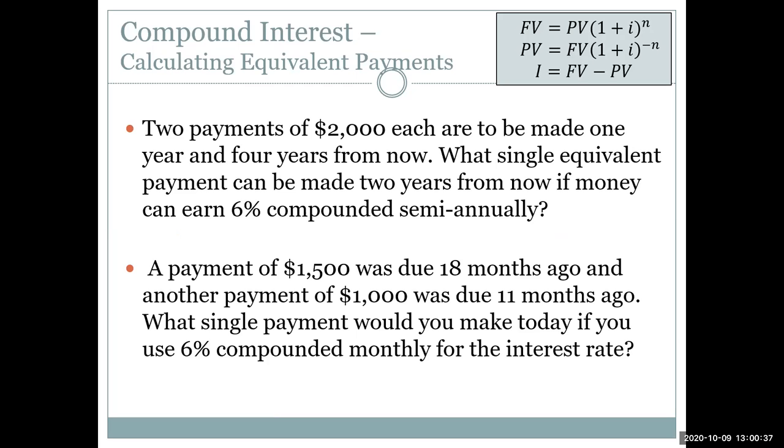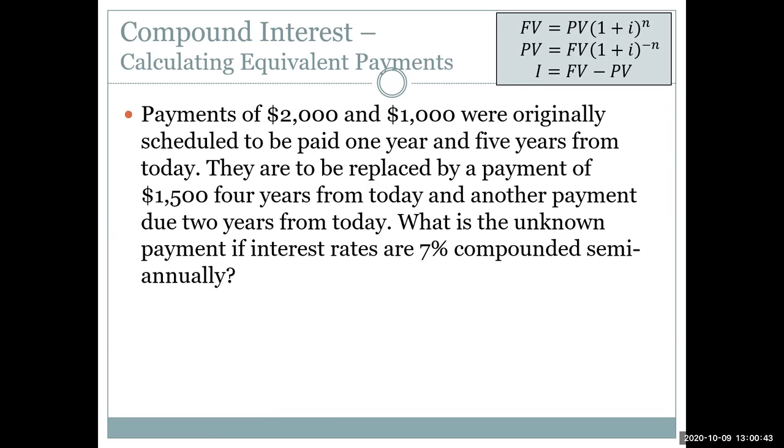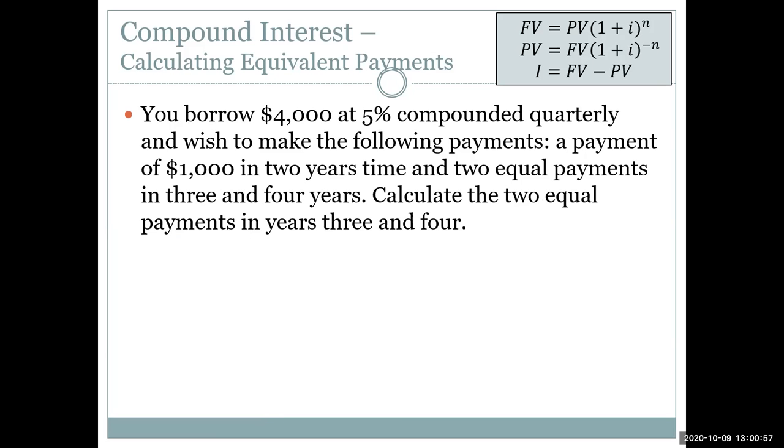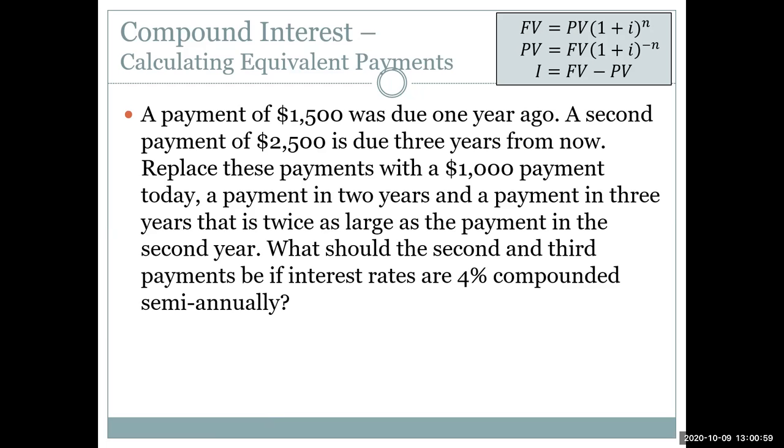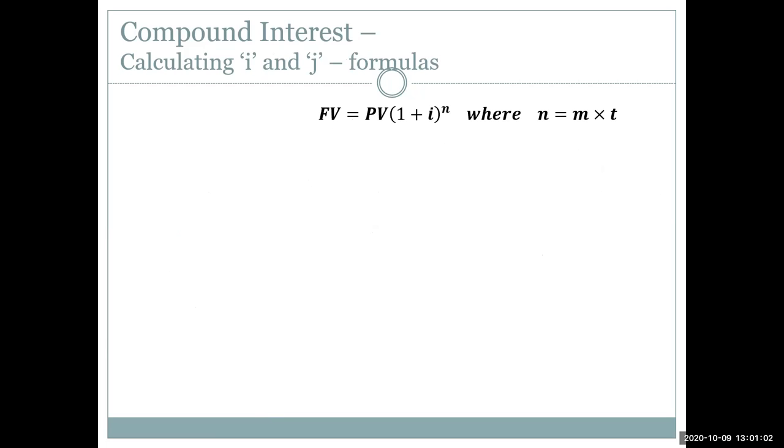There's also some other questions that we could do. We have the two payments, we have a single payment, and then we have a third one for equivalent payments. How would we solve this? We'll look at all these questions next week, but maybe see if you can give them a try and go from there. There's one more you can try. There's a further one. And now let's move on to our I and J formulas.